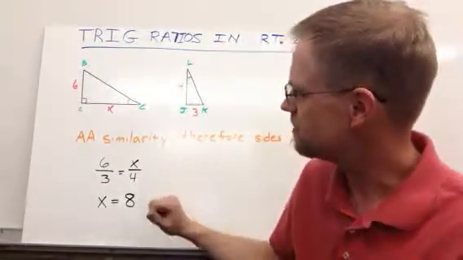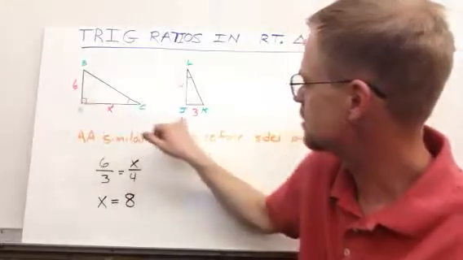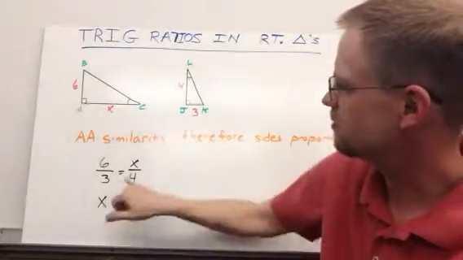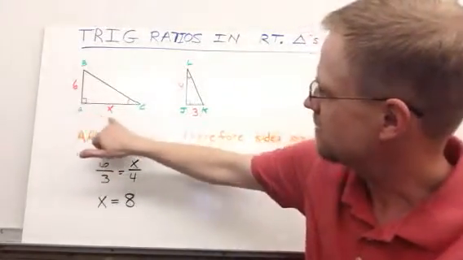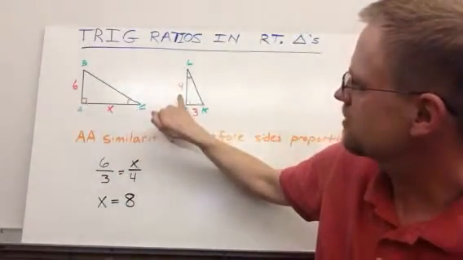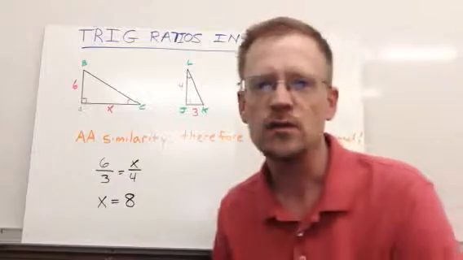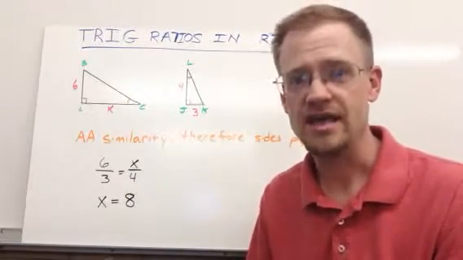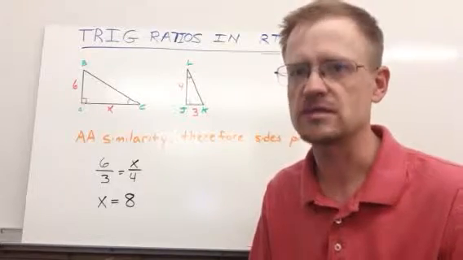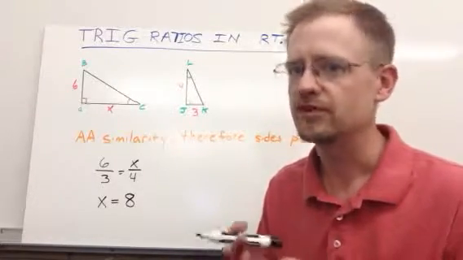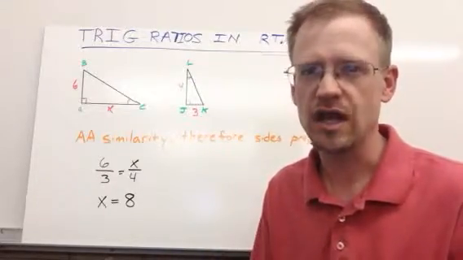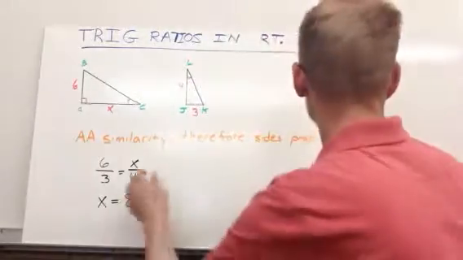And I set up a little deal here. We know the side of length 6 is going to correspond to the side of length 3, and the side of length x is going to correspond to the length of side 4. We can see from this, we cross multiply and solve that x equals 8. So we have two similar triangles. The sides are all proportional, but they're not identical. So we're going to look at what trig ratios look like in that type of scenario.